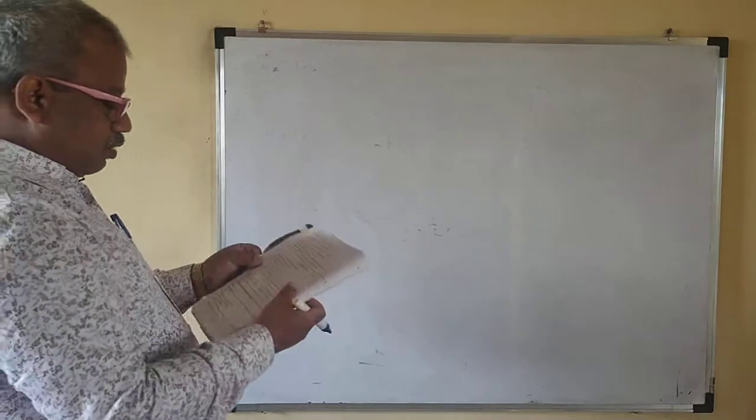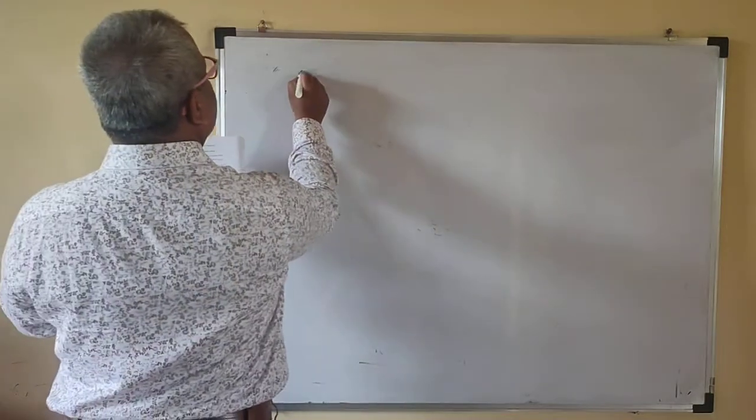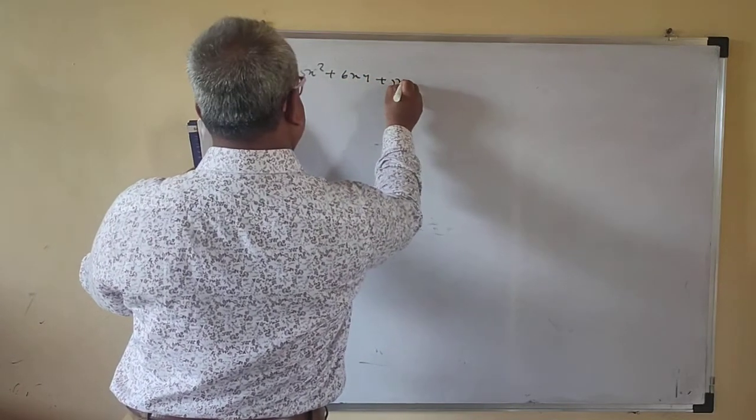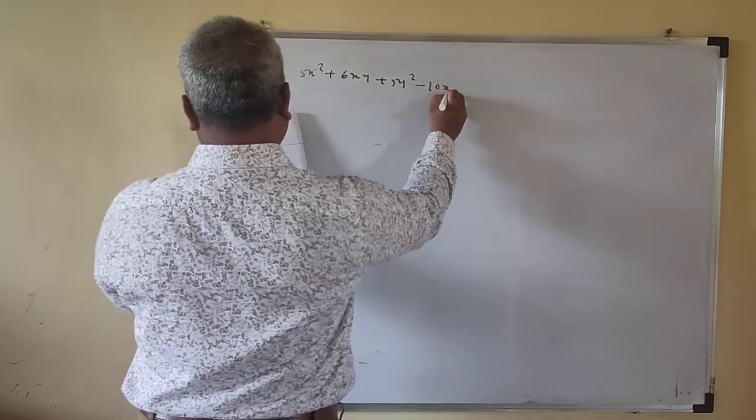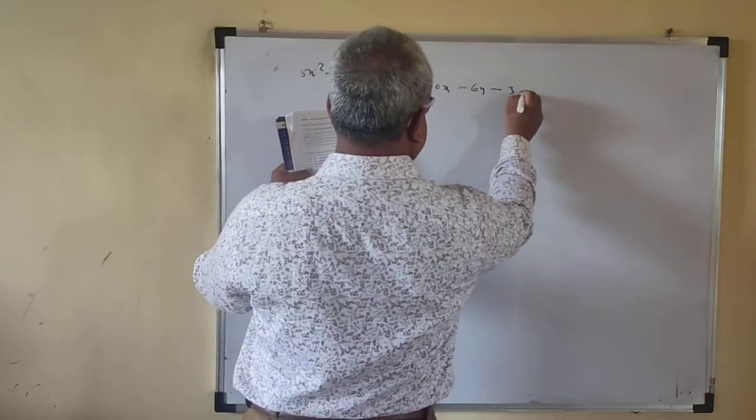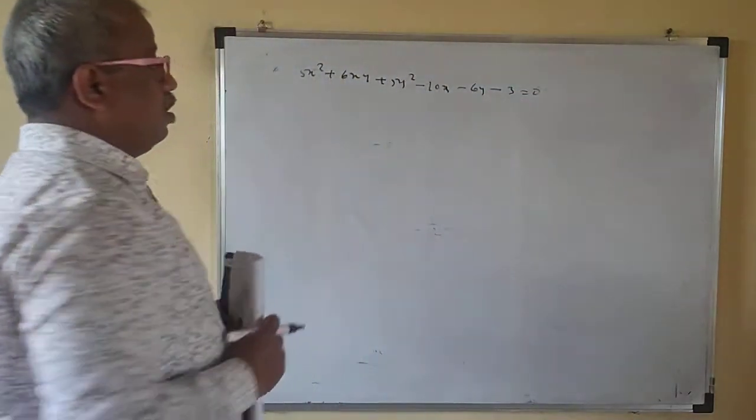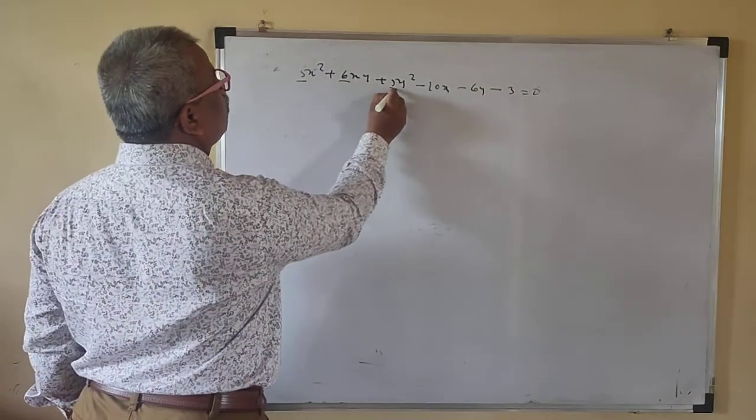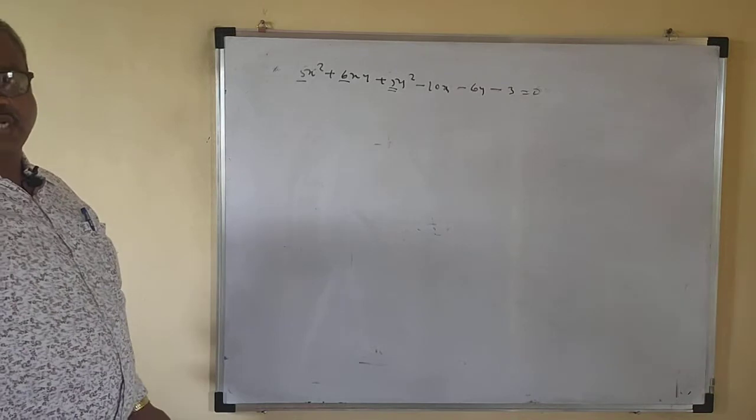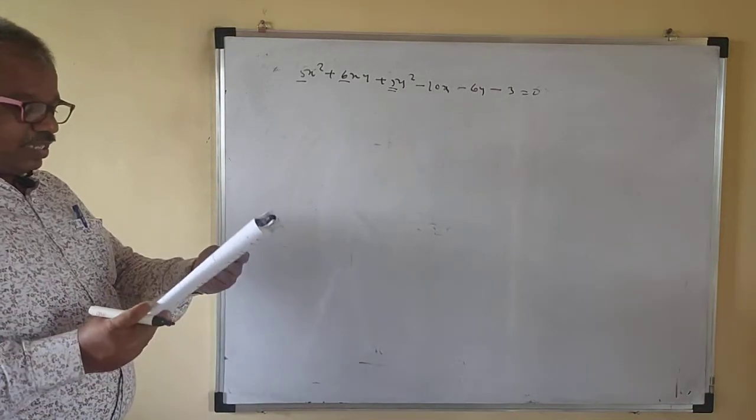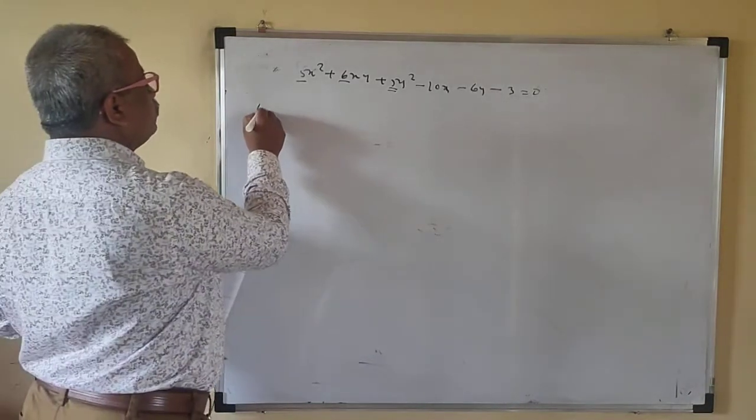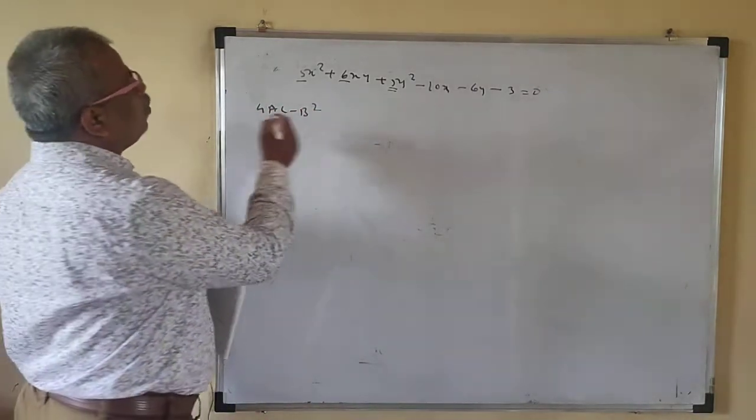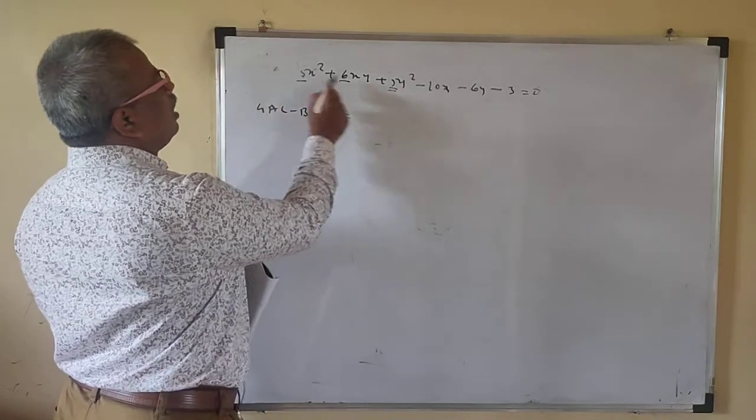Okay, now we determine the nature of the conic. Suppose we are given 5x² + 6xy + 5y² − 10x − 6y − 3 = 0. You have to take a decision from three options only. So what is that? 4ac minus b². Just find 4ac minus b². This is your a, this is your c.